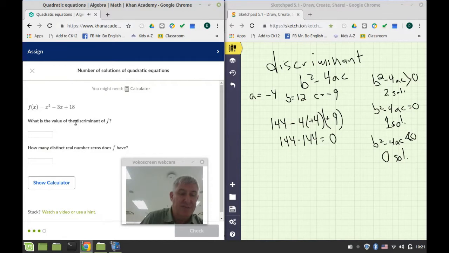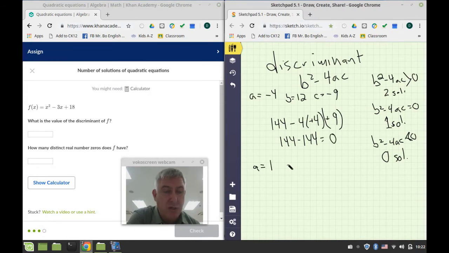And our last question here, what is the value of the discriminant of f? How many distinct real number zeros does f have? So what is the value of the discriminant? Let's find that. This is already nicely in standard form, so I can just find a equals 1, b equals -3, and c equals 18. And my b squared is -3 squared minus 4 times a times c.